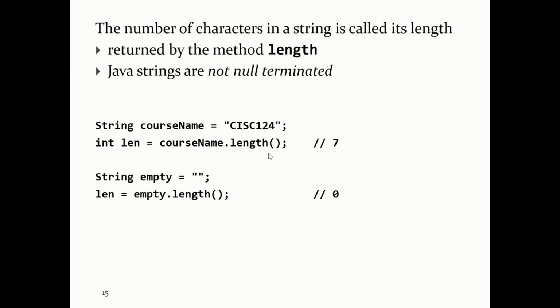Dot length. That's why the language is called object-oriented programming. You're asking objects for information. The way you ask them for information is to call a method. So I want to ask course name, hey, how long are you? Well, it tells you it's 7. The empty string has length 0. Obviously, length is never less than 0.